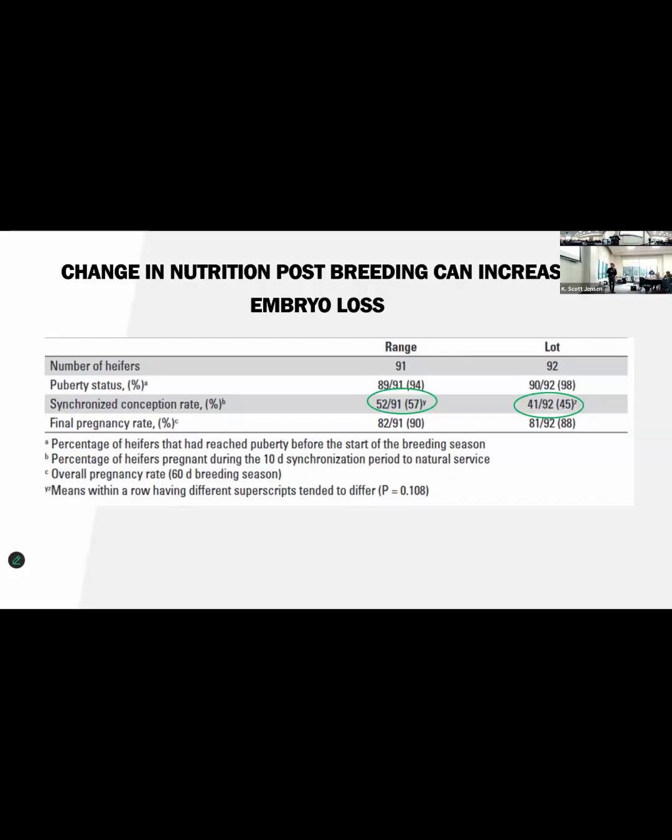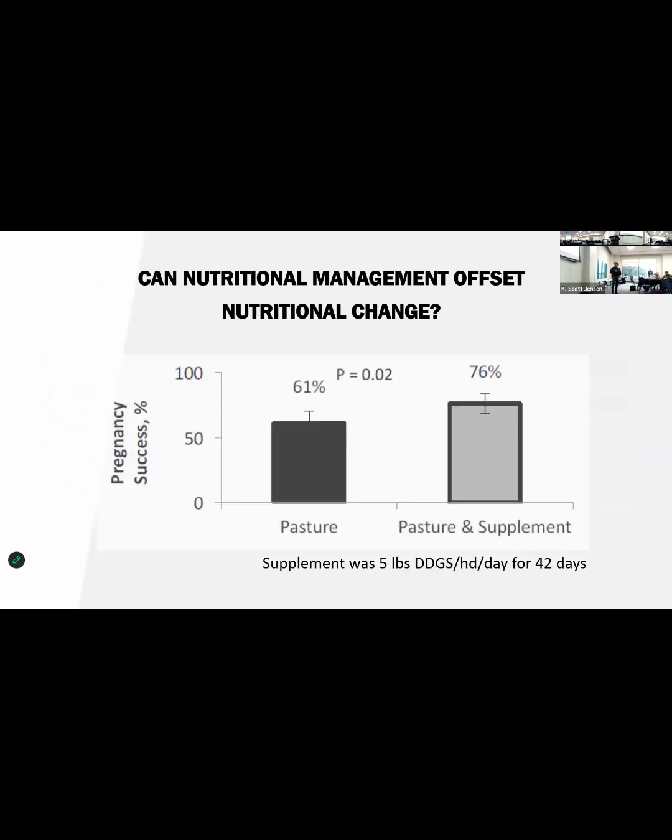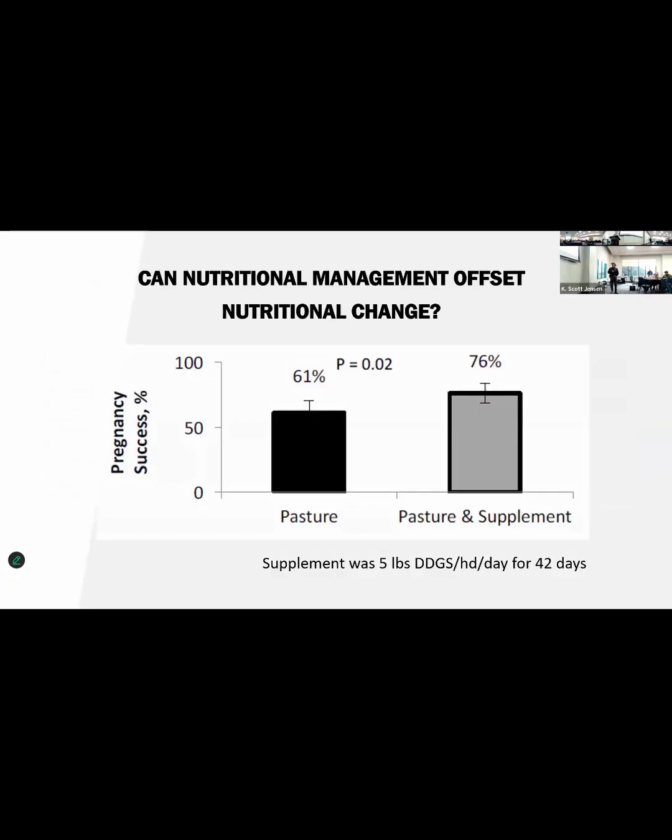The other thing they asked was, what could we do? Can we do anything nutritionally to manage that? We may not have the opportunity to have those heifers out on grazing. There might not be any grazing out there for them, and we may not be able to change that, or we don't want to. So they did a study. These are AI pregnancy rates. They get a really good AI pregnancy rate.